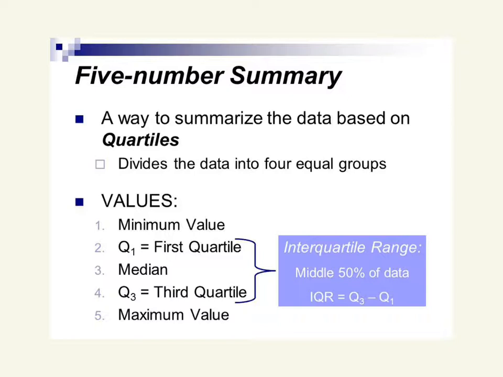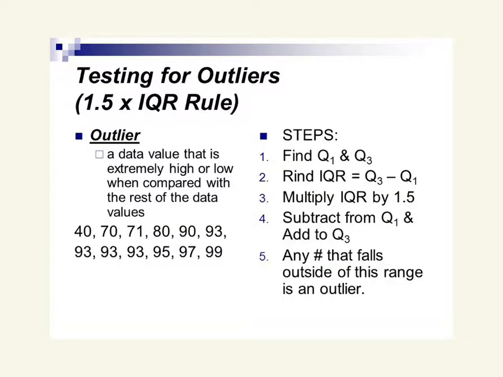So let's talk about how we find the 5-number summary values and also how we can use those to identify outliers. One of the most important applications of the 5-number summary is testing for outliers by using what we refer to as the 1.5 times the IQR rule. You're going to see where that name comes from in just a minute.